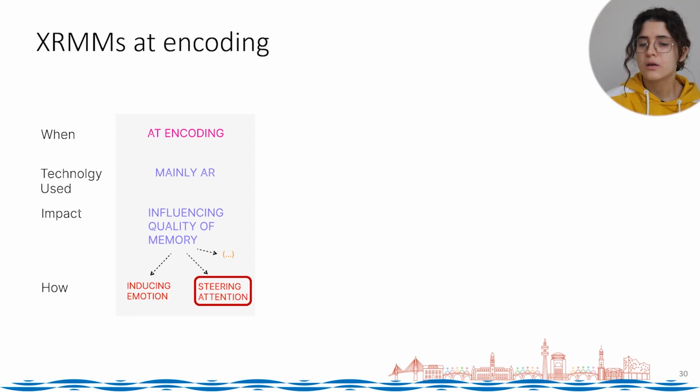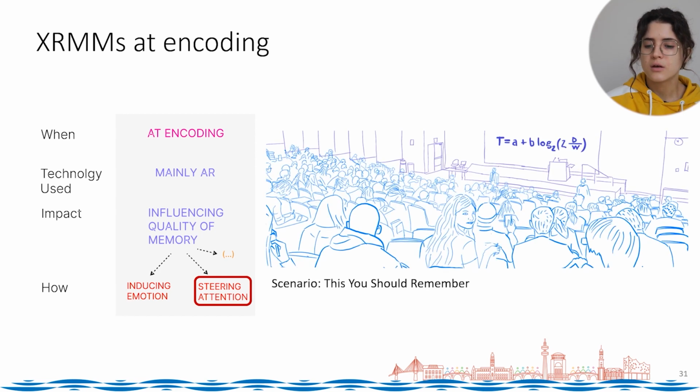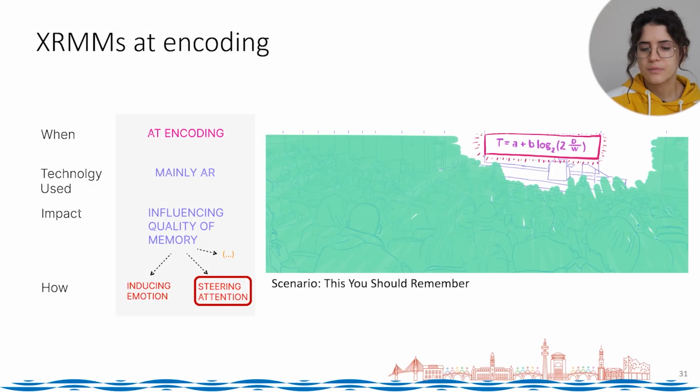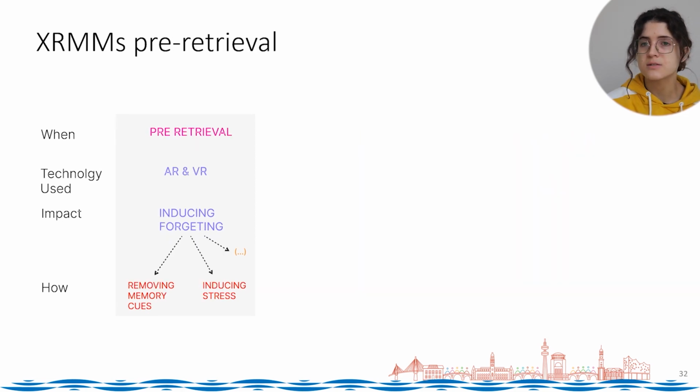Another possible way would be by steering attention, because it's shown that being attentive leads to stronger memories. An example is the scenario "This You Should Remember," where someone uses AR glasses to hide distractions and steer their attention to the important things to remember.